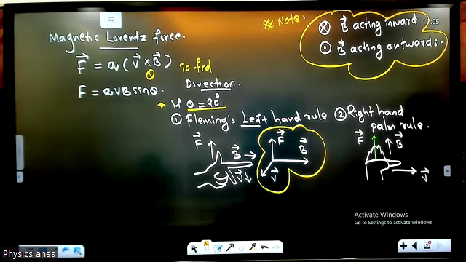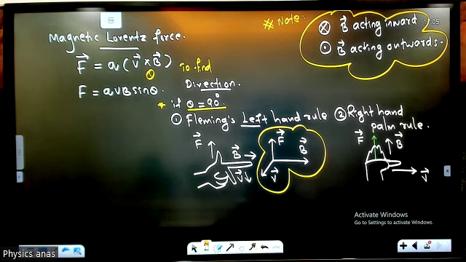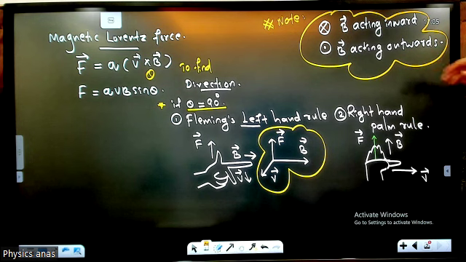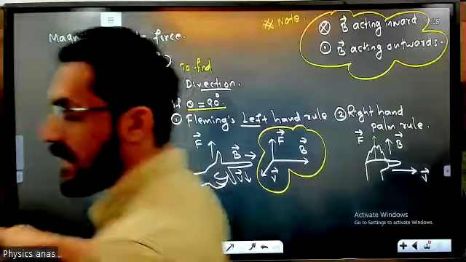Write that note. Magnetic field acting inwards can be represented with a cross, and magnetic field acting outwards can be represented with a dot. Put it in a box. Okay? Did you understand that? Can I move to the next page?